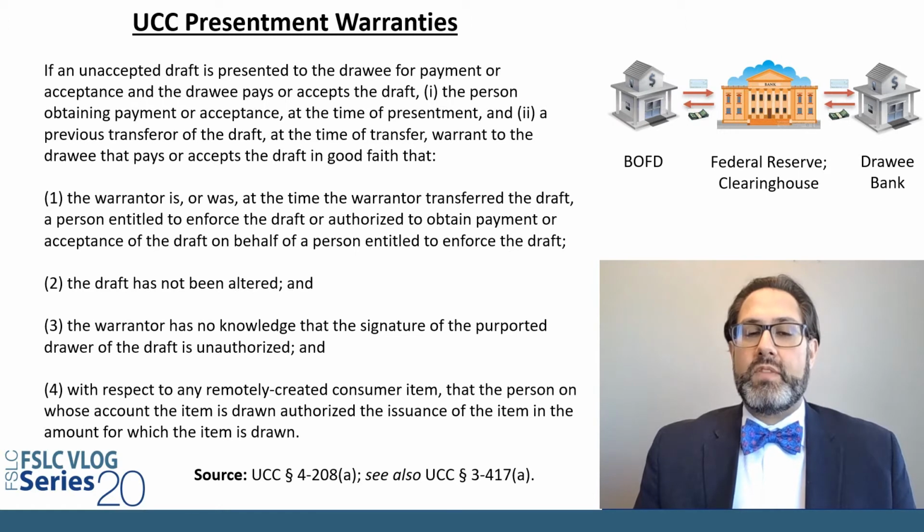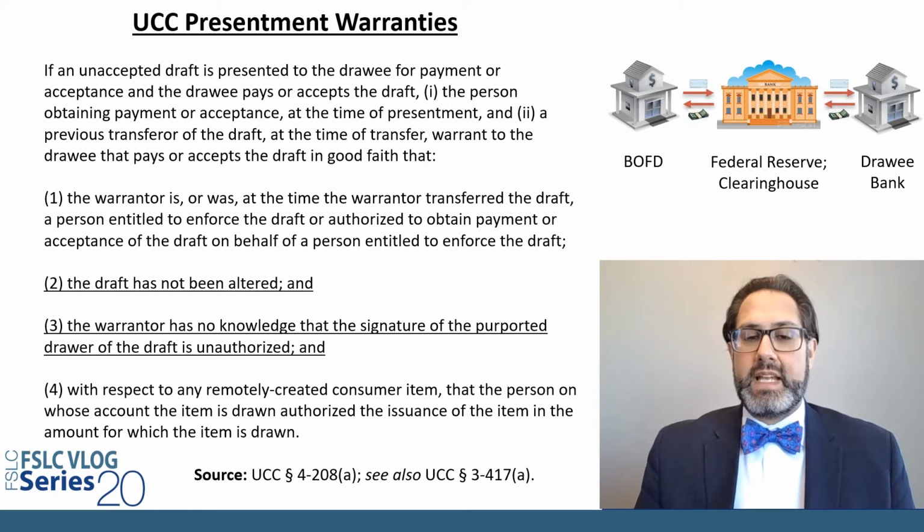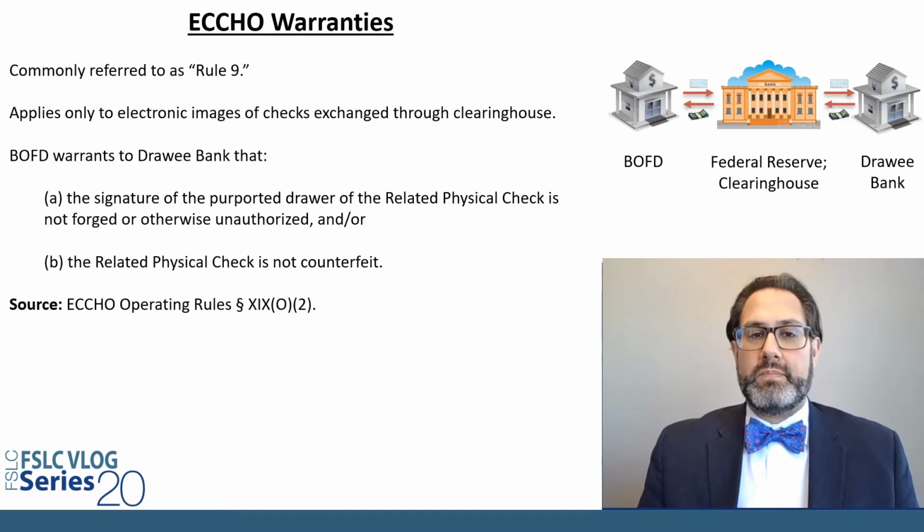The UCC provides warranties here that are known as presentment warranties. These are warranties that are made to the drawee bank. The four warranties that are on the slide here are similar but not identical to the transfer warranties. Again, the two most important are in clauses 2 and 3, that the draft has not been altered, and that the warrantor has no knowledge that the signature of the purported drawer is unauthorized. It is notable here that the presentment warranty is qualified by the knowledge of the warrantor. Unlike the transfer warranty, this is not an absolute warranty of an authorized signature.